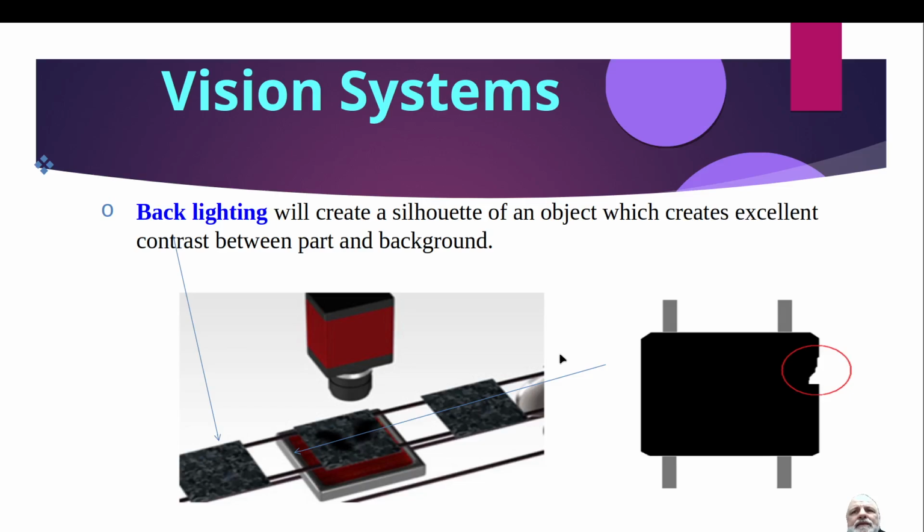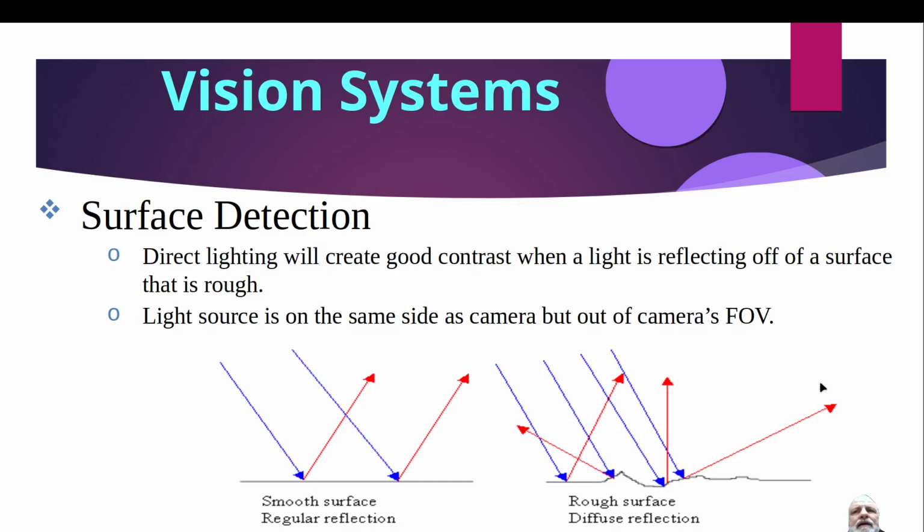Alright, so here's just some examples of the backlighting. Here with the backlighting we have a light behind the object, and then we can very clearly detect that there's a chip out of this object. Okay.